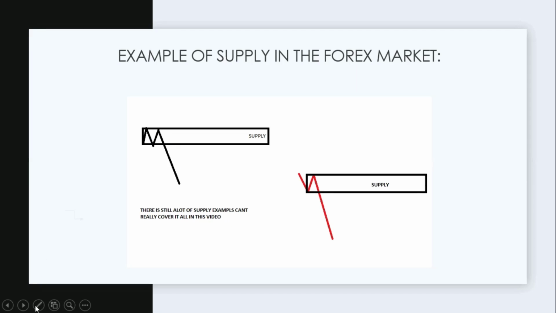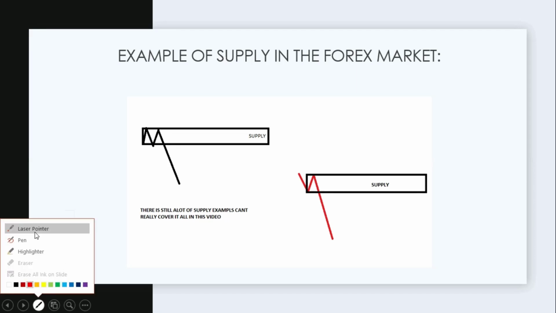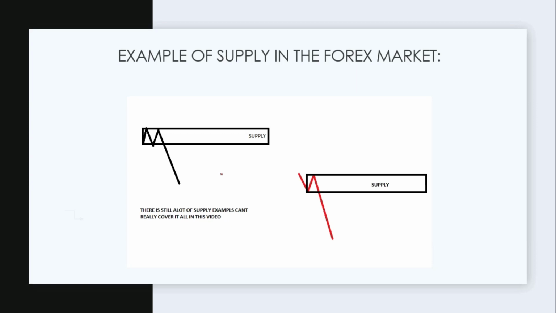Let me show you. Let me just use a pen. You see here, there are just lots of sellers, because the market is only going down. So the market is in a supply, so there will be buyers, the market will go up and touch the supply, and the market will drop again. So we always sell at our supply levels, which is here, and we buy at our demand levels.